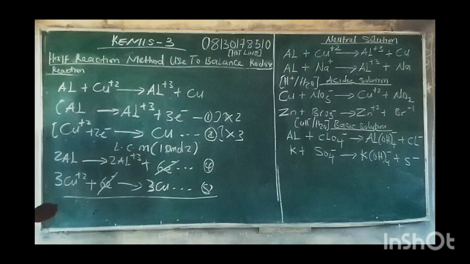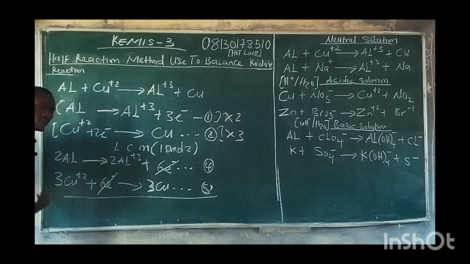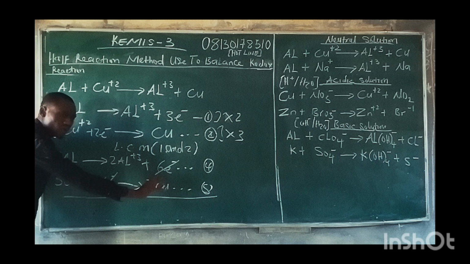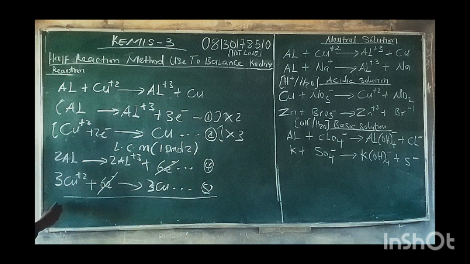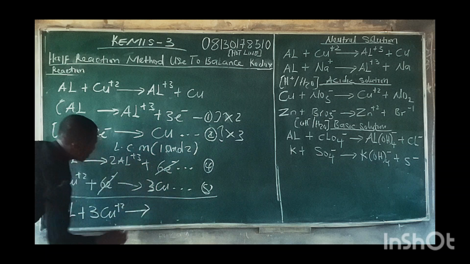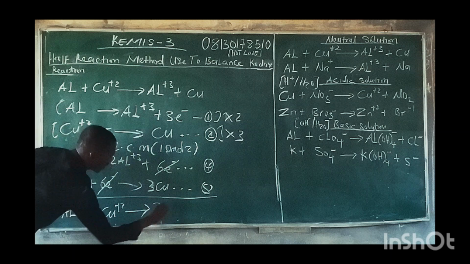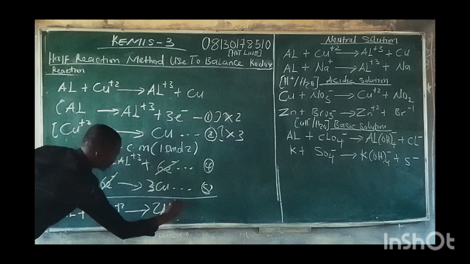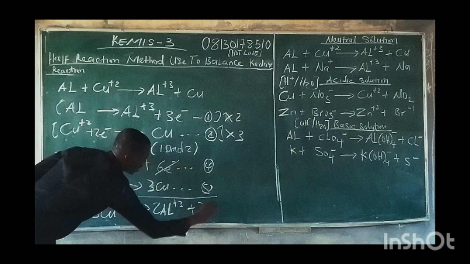Now, what we need to do is to write out the equation we have on the right hand side. The plus 2 charge is going to give me the 2 aluminium plus 3 plus 3 copper.